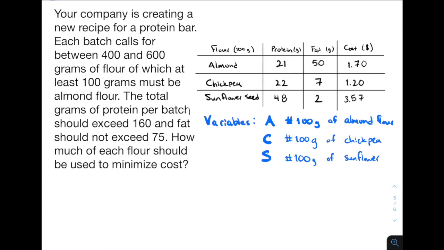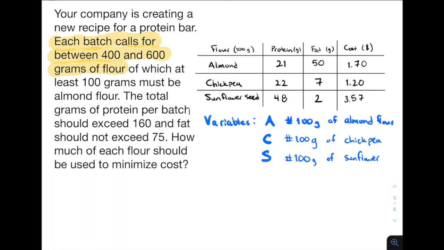The first sentence doesn't provide us anything we can use as a constraint. However, the next sentence, that each batch calls for between 400 and 600 grams of flour, tells us two things. First, it tells us what it needs to be at least, 400, and it tells us what it has to be at most, 600. That means it gives us two inequalities.